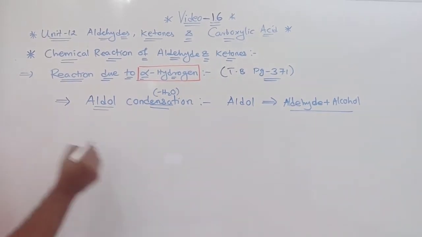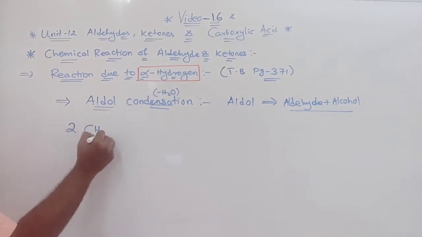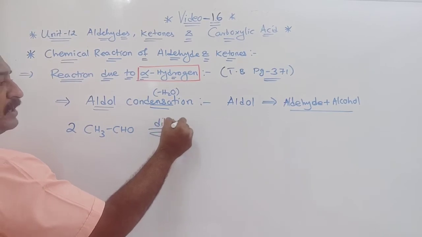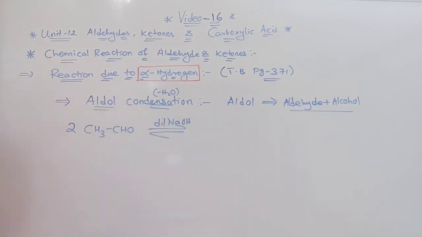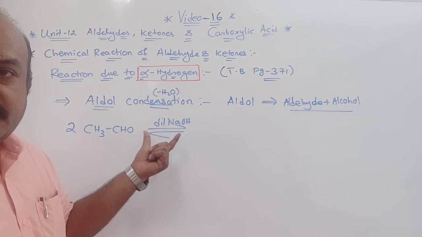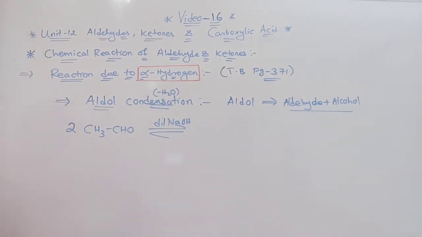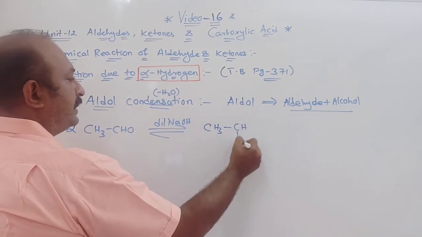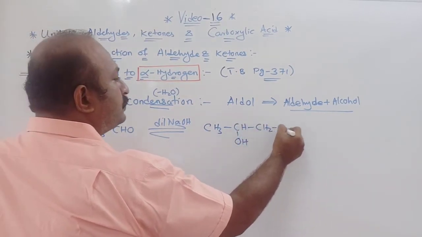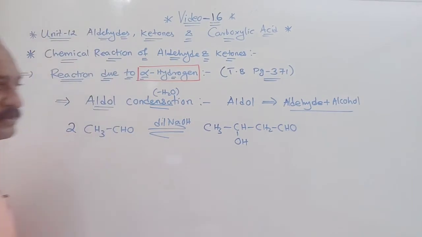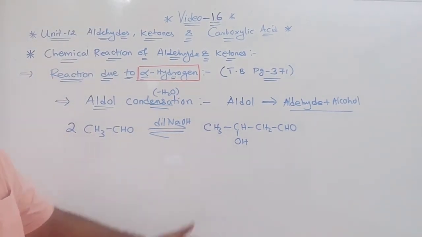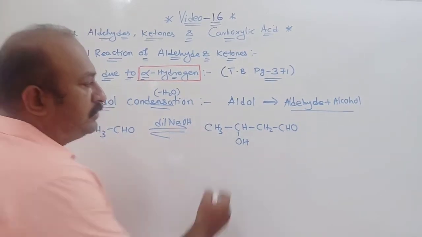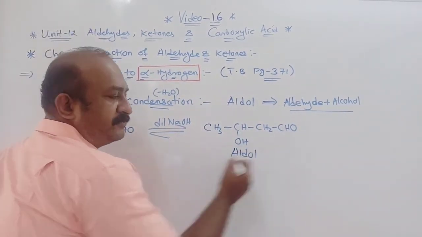It is written like this: 2CH3CHO in presence of dilute NaOH. Now we know that this alkali, dilute NaOH, is used as a catalyst. You will get an aldol product, that is CH3CH(OH)CH2CHO. In this case, this one is an aldehyde and this one is an alcohol. So this one is your aldol that is formed.